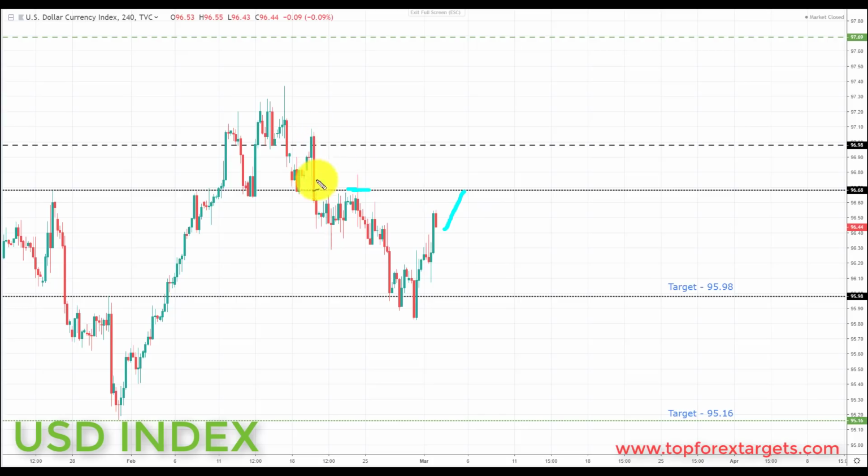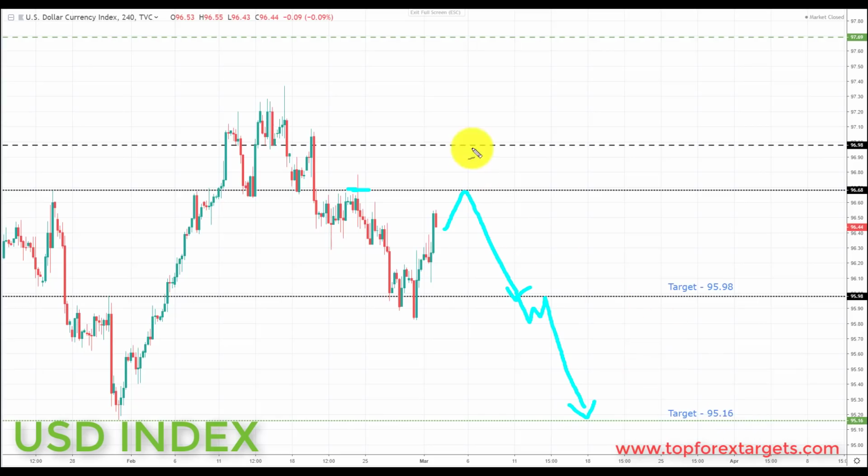If, like we had last week, we start to see in this area bearish formations and patterns, this is going to be a place we're going to look for further declines in the US dollar index. And we're going to be looking back down to the range bottom at the 95.98. If we can get a break through here, we're going to be looking down towards the next key area of support to the downside and target 2 at the 95.16.